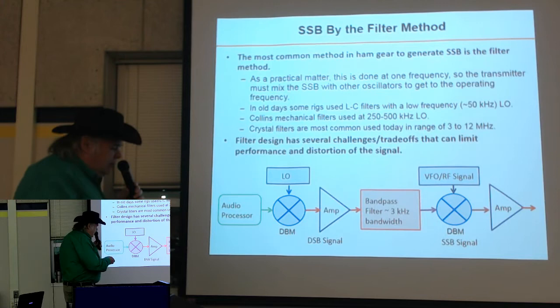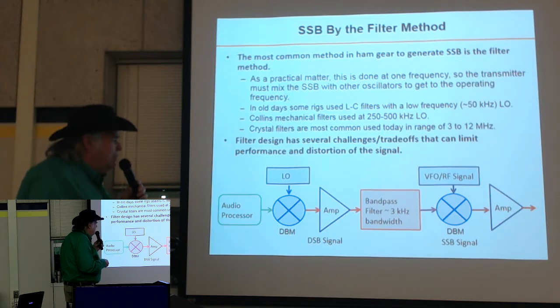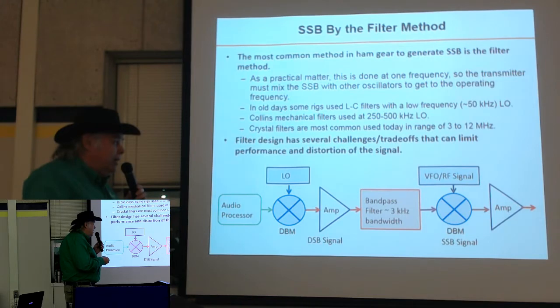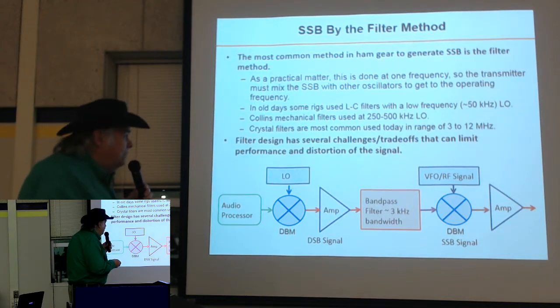We have our balanced mixer, right? Take our audio, feed it into the balanced mixer, or DBM, which means double balanced mixer, by the way. We feed a local oscillator in. Coming out is the sum and difference, which is what we call a double sideband signal. We have an upper and a lower sideband, no carrier. Then we filter out the unwanted sideband with a crystal filter or mechanical filter or even an LC filter.